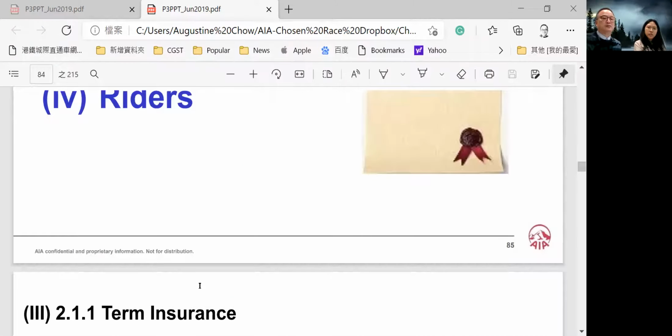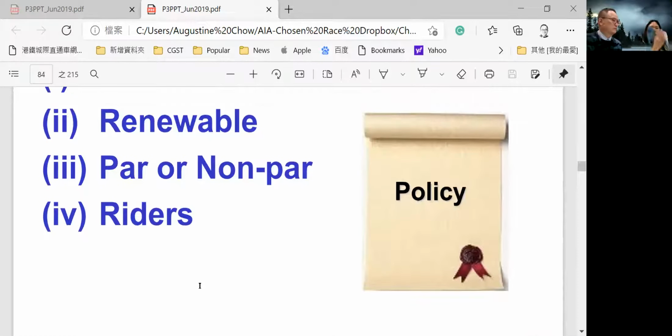So what is a common rider? Accident and disability. And one common type is called premium waiver, PW. What is premium waiver? Like, you waive the premium, right? Premium waiver is insurance on the premium to be paid.